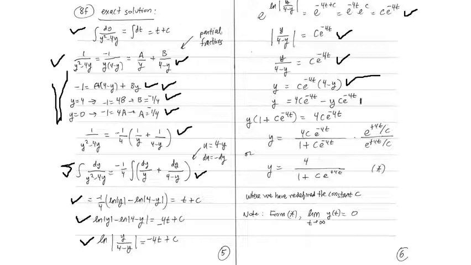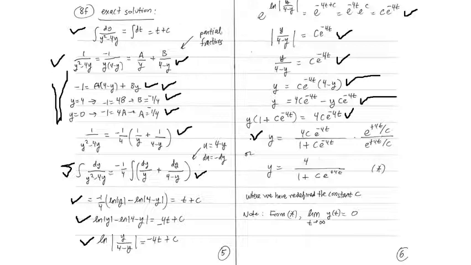Then I multiplied out on the right-hand side in order to have the terms that only involve y. And in the next step, I collected the terms that involve y on the left-hand side and factored out y. And that gives me this equation for y, which I then solve for y in the next step.